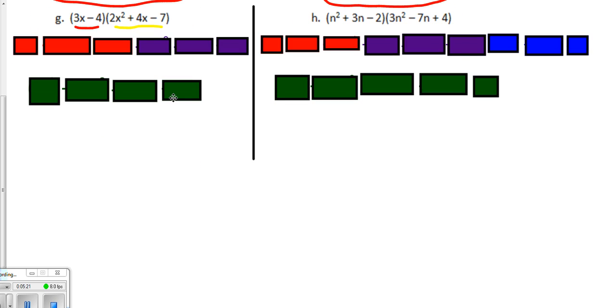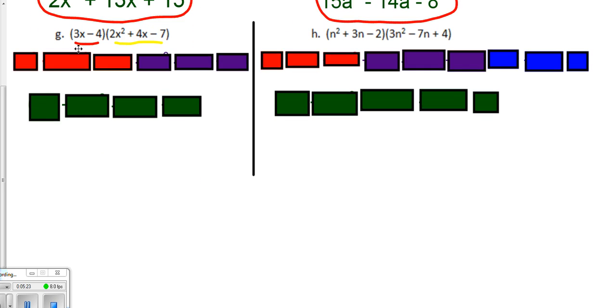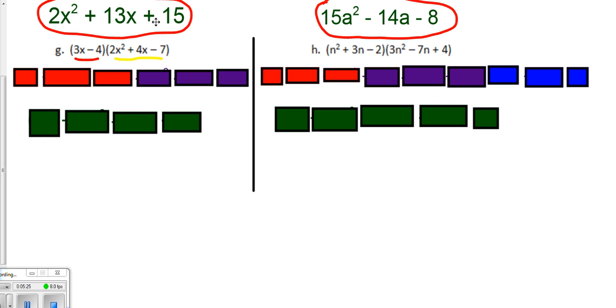Let's go to these examples then. For G, we have this binomial times this trinomial. Okay, really the only thing that changes from before is we're not doing the crab claw thing. We're still distributing each piece, but you have to distribute it to 3 pieces this time, and then distribute this second term to 3 pieces.